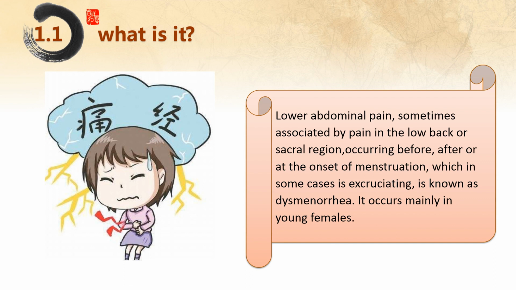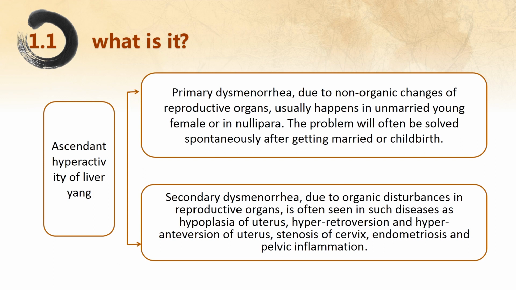Lower abdominal pain, sometimes associated with pain in the lower back or sacral region, occurring before, after, or at the onset of menstruation, which in some cases is excruciating, is known as dysmenorrhea. It occurs mainly in young females. The disease is classified into primary dysmenorrhea and secondary dysmenorrhea in Western medicine. Primary dysmenorrhea, due to non-organic changes of reproductive organs, usually happens in young females who are unmarried or nulliparous. The problem will be solved spontaneously after getting married or childbirth.